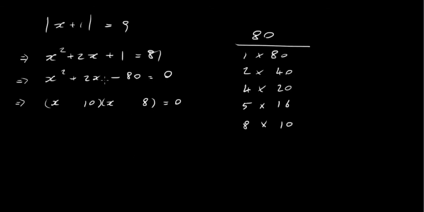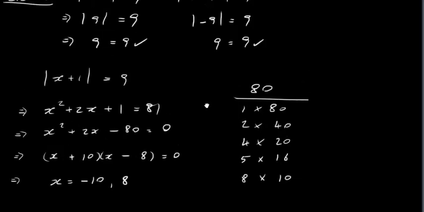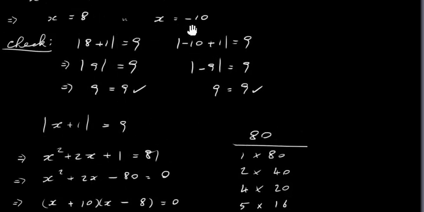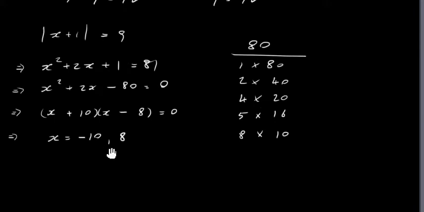So we want a plus and a minus because this is minus, and we want the largest one to be plus. So let's put the plus here and the other one here. That will give me x is equal to minus 10 or 8. And they're the exact same solutions that we got up here. X is equal to 8 or x is equal to minus 10. And you can check those as well. I've done it already up there.